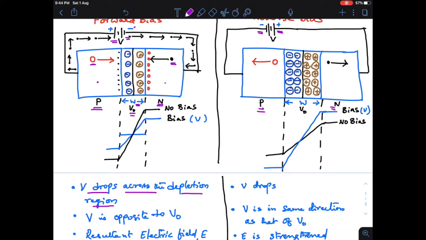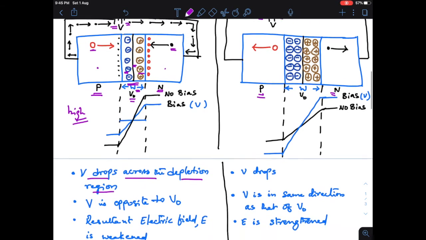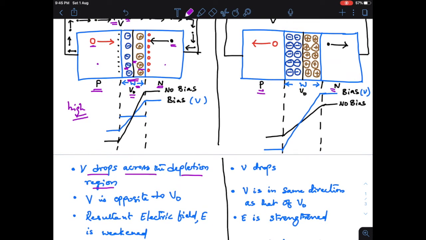Why does that happen? Across the depletion region, because there are immobile charges, that means there are no free charges in this region, they are all immobile. Therefore, it offers a high resistance in this depletion region. So, the voltage drops across this depletion region, but this voltage is in a direction opposite to V0, that is the barrier potential.